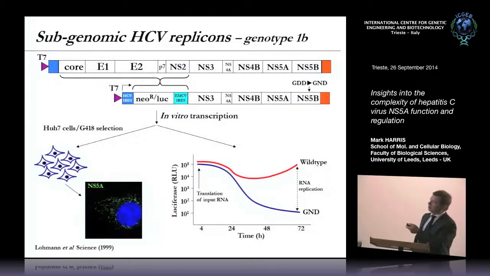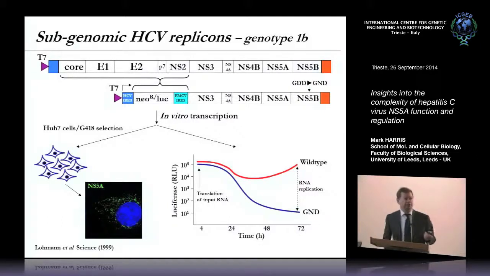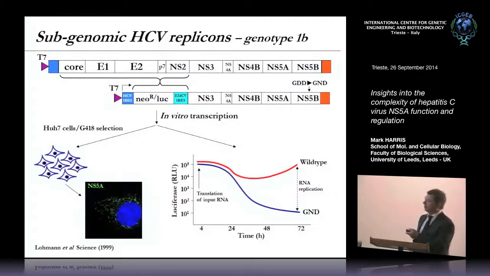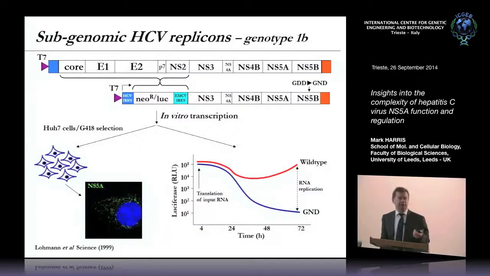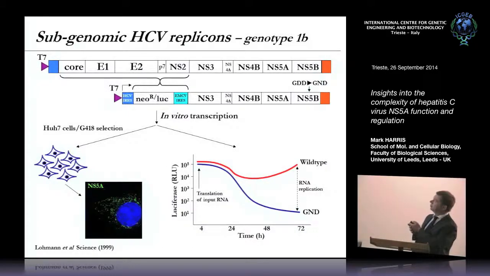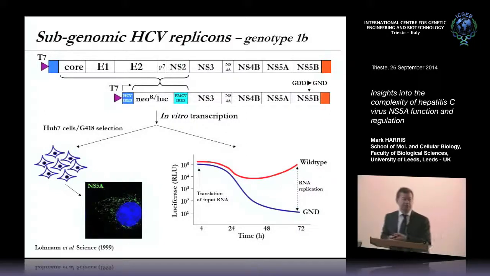You can also modify this by putting a luciferase here, so instead of having to select out stable cell lines, you can measure the input translation. This RNA is translationally competent, which gives you a nice measure of the efficiency of transfection. And if it's replication competent, the levels of luciferase will be maintained or even increased. If you make a polymerase-dead mutation that kills the polymerase, then the RNA is degraded and you get no translation. So the difference between the wild type and the GND mutant gives you a measure of RNA replication, an indirect measure, as measured by luciferase.